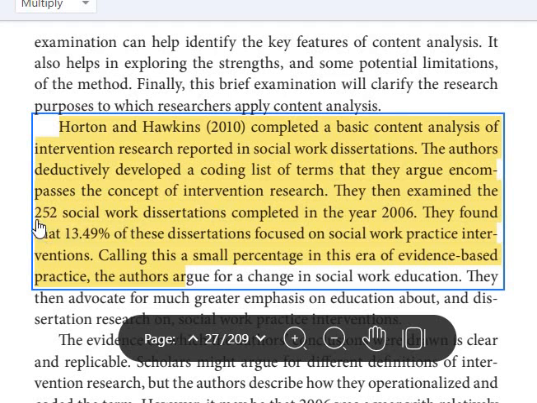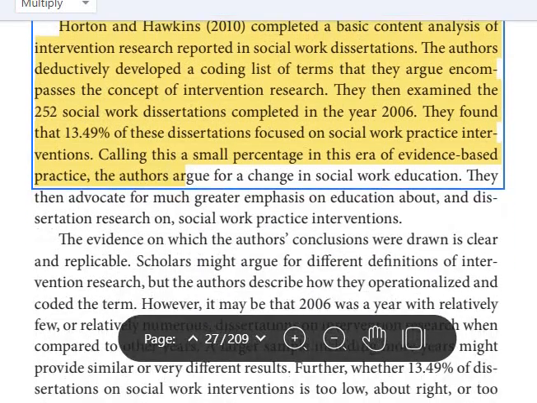They examined 252 social work dissertations completed in the year 2006, and they found that 13.49% of these dissertations focused on social work practice interventions. Calling this a small percentage in this era of evidence-based practice, they argued for a change in social work education. Okay.